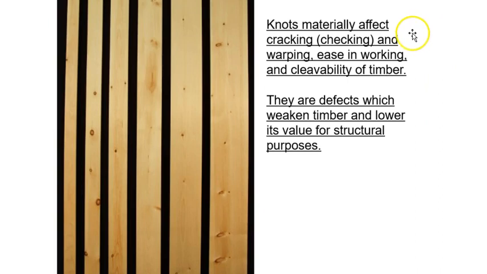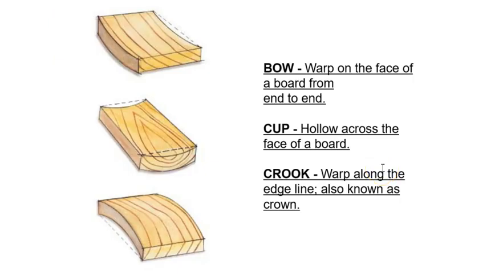Knots materially affect cracking, checking, warping, ease of working or workability. That's a term we'll use quite a bit. And cleavability, cutting of the timbers. They are defects which weaken the timber and lower its value for structural purposes. So knots are not good things. And these are some defects, specific defects.